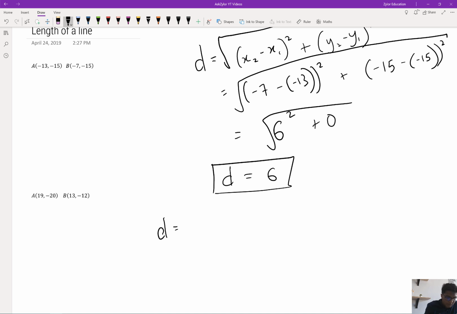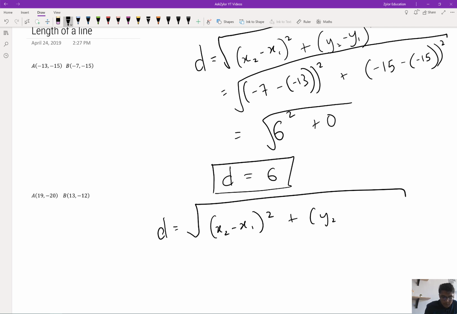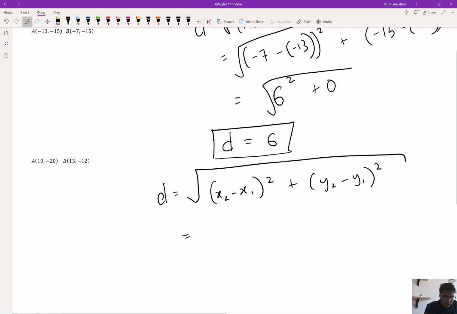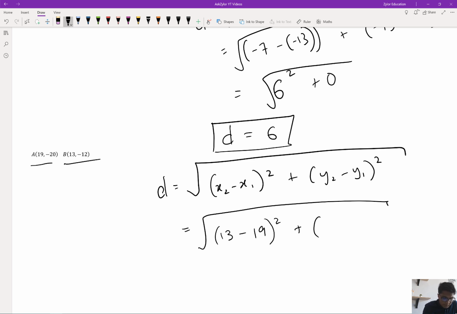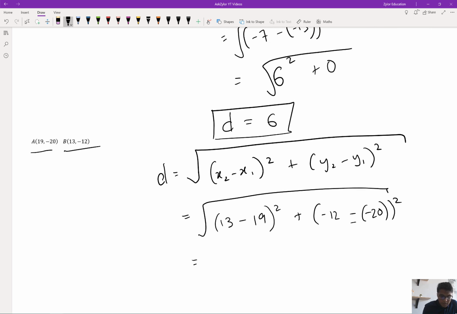So again, the distance equation is going to be the square root of x2 minus x1 squared plus y2 minus y1 squared. And then I'm plugging in my x's and my y's, so I'm going to attribute the second point as b and the first point as a. So then I have square root 13 minus 19 squared plus -12 minus -20 squared. Right? Don't forget the negative and negative end up being a positive.